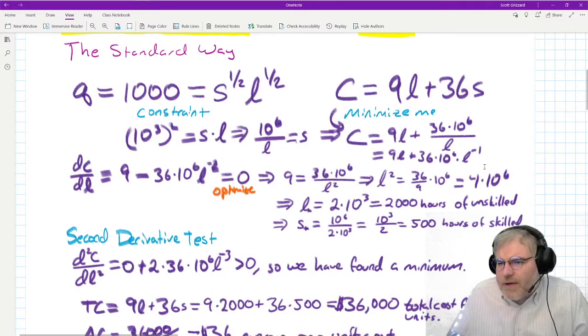Do a bunch of algebra, and I wind up with this. So I solve for that, and I get 2 times 10 cubed, or 2,000 hours. So the -1 is created here when I take this, right? The -1 hits this 36. The 9 is positive. I move this over to the right side, and that's the thing that makes it positive, right? Here it's negative, and then I add the 36 times 10 to the 6th to both sides.